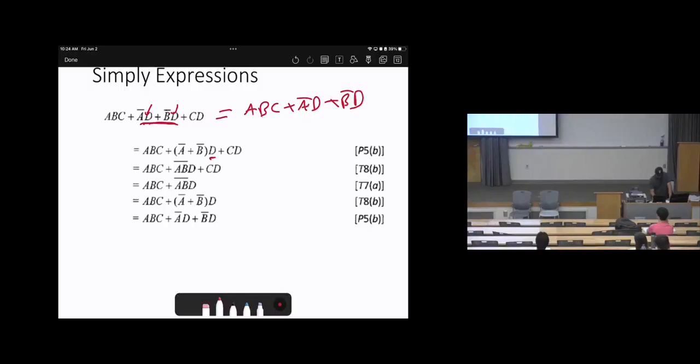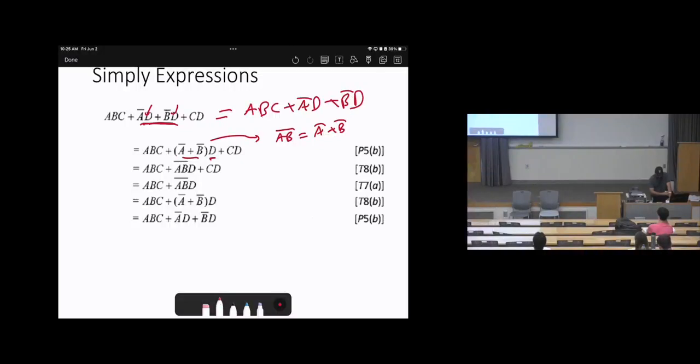Then we can apply a theorem that we know, which is (AB) all bar equals A bar plus B bar. So what we will do here, we will replace this by (AB) bar. Okay? So it will be ABC plus A bar, B bar, (AB) all bar, D plus CD.